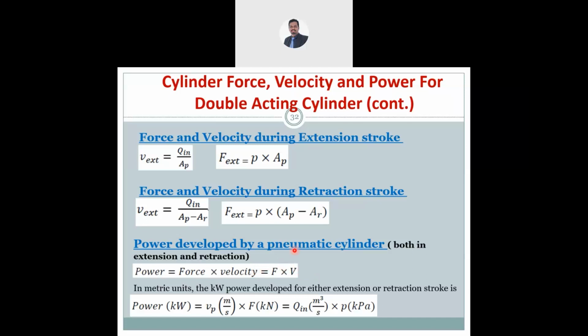The force times velocity. So you can do conversion using all these conversion rates. Okay, so VP, the velocity of the piston, times force. Force we can calculate here. Or you can use Q in, the flow rate, times pressure.